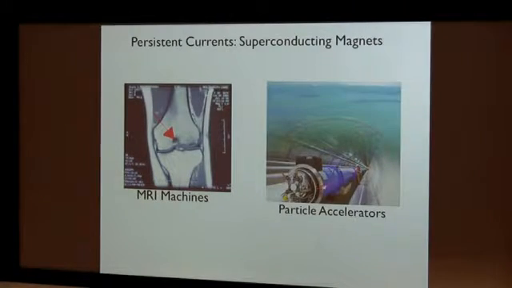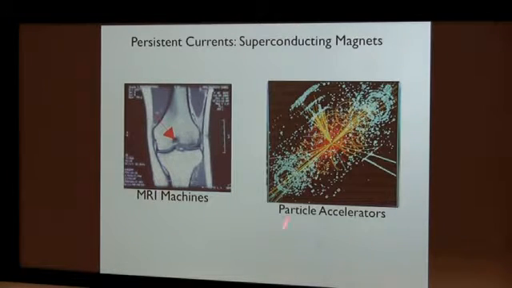It's also used, the magnets are also used in particle accelerators. My colleagues who study what subatomic particles are made out of use them to accelerate particles close to the speed of light and smash them together. Okay, so this is a technology that's basically everywhere.